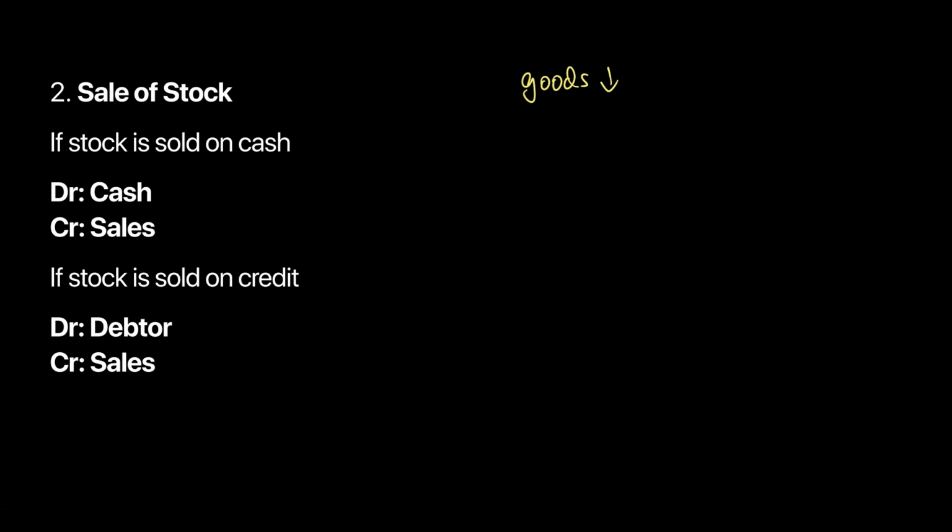So I can say sales should be credit since your asset is going down. If you sold this on cash, your cash asset should go up because you're getting cash. So in this case, cash increases. So I can say cash should be debit, which is asset increasing, and sales should be credit because your goods are going down.